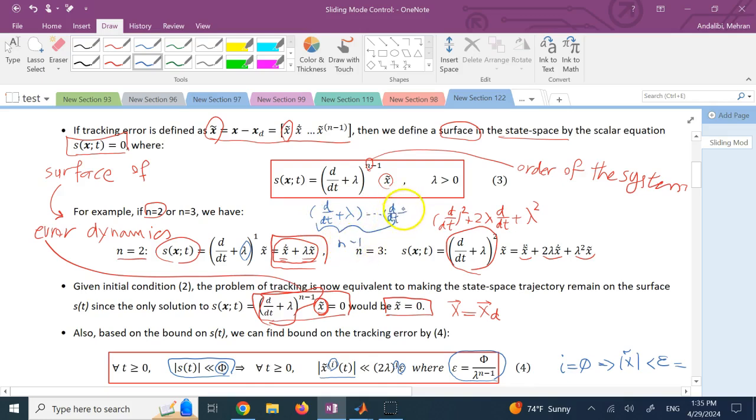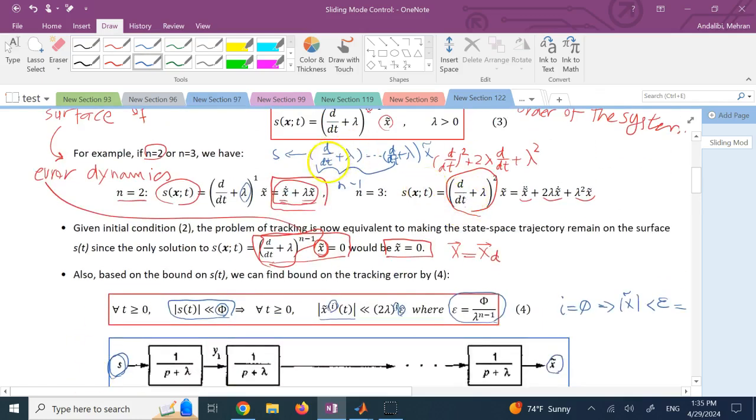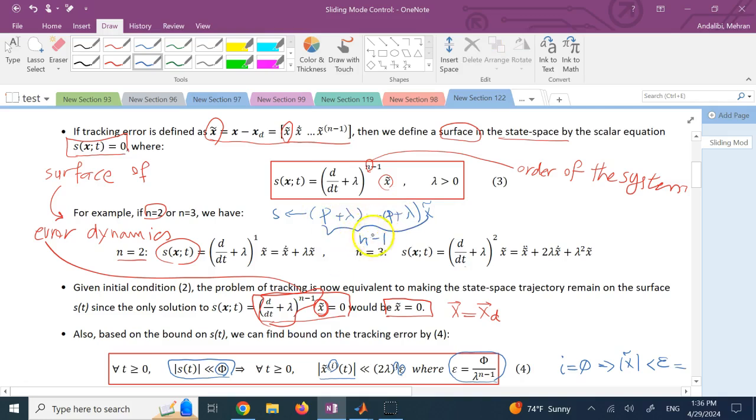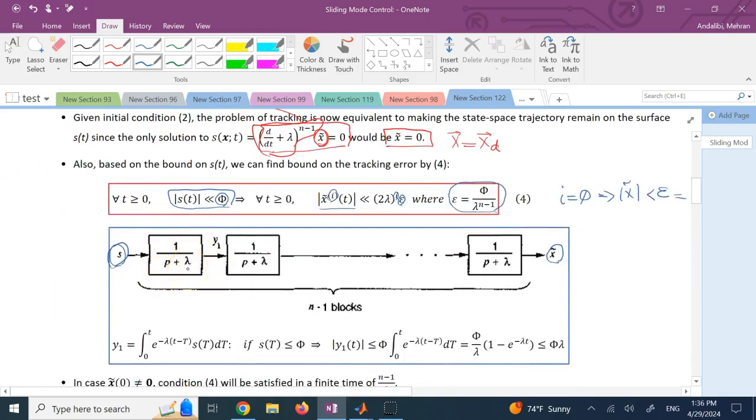And the question is, here you apply all of this on x tilde, and that gives you s. On the other hand, if I give you s and I want x tilde, how would you do it? Well, you have to apply basically the inverse of this. So if here you call the derivative d over dt p, let me do a little bit of fast cleaning. If I call it p, applying p plus lambda n minus 1 times on x tilde gives you s. If you want x tilde, then you have to apply the reciprocal of p plus lambda n minus 1 times on s, and that's what you have here, 1 over p plus lambda. The reciprocal of that is applied n minus 1 times on s, and you get what? X tilde.